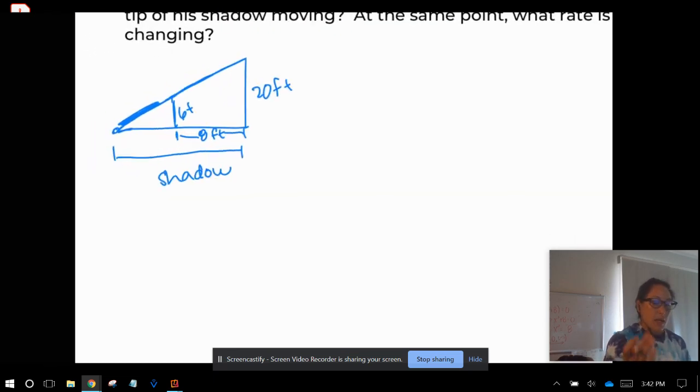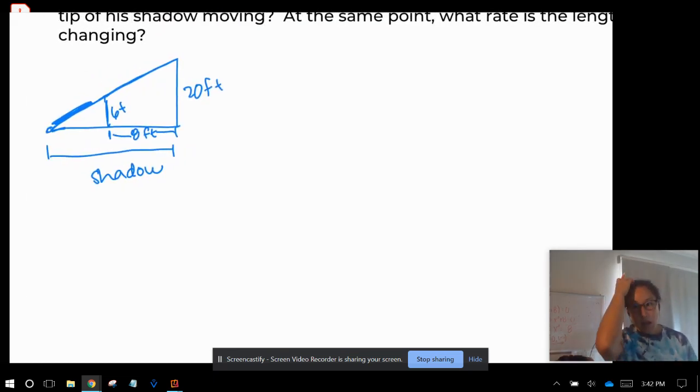But that changes depending on if he's walking. So right now he's walking towards the streetlight. So that 8 feet is going to change, so we need to give it a variable. I'm going to give it the variable X. And the shadow is going to be S. I'm going to give this extra length the variable L.